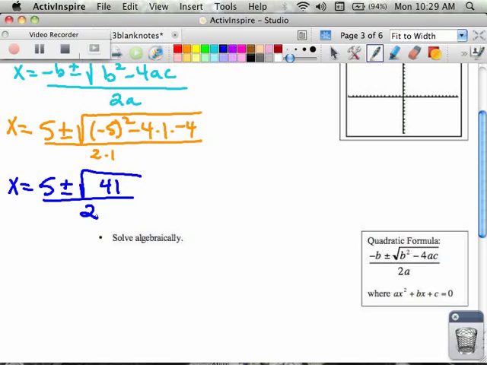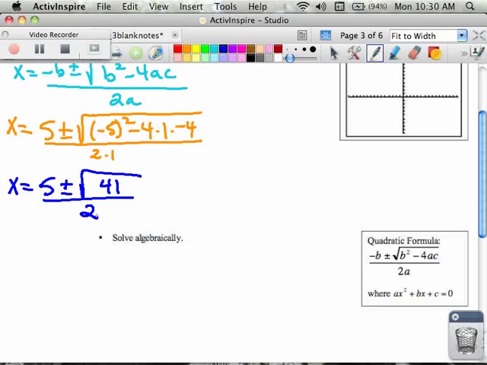So I just want to show you something. If on my calculator I go with 5 plus the square root of 41, enter, divided by 2, enter, you see our answer that we got on the right hand side, 5.702. If I go with 5 minus the square root of 41, enter, divided by 2, enter, you'll see the negative 0.702 that we got when we used our calculator.